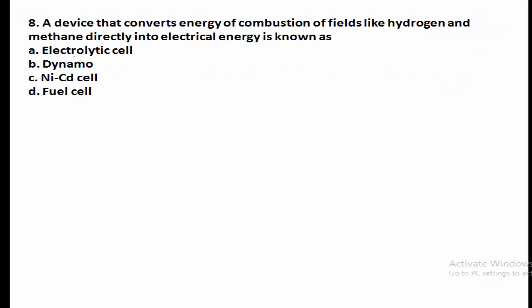Eighth one, a device that converts energy of combustion of fuels like hydrogen and methane directly into electrical energy is known as: electrolytic cell, dynamo, nickel cadmium cell, fuel cell. So option D, as you have learnt in the synopsis, is the correct answer. Definition of fuel cell.